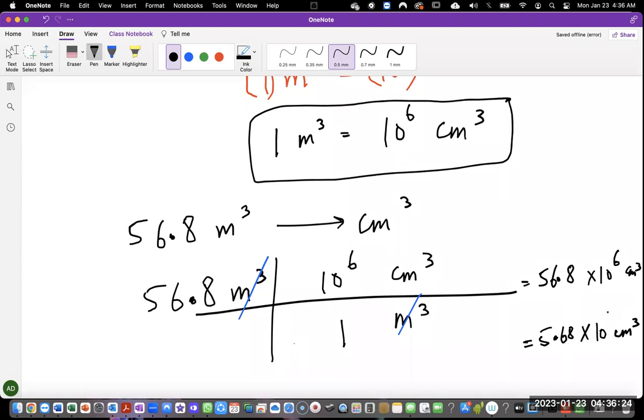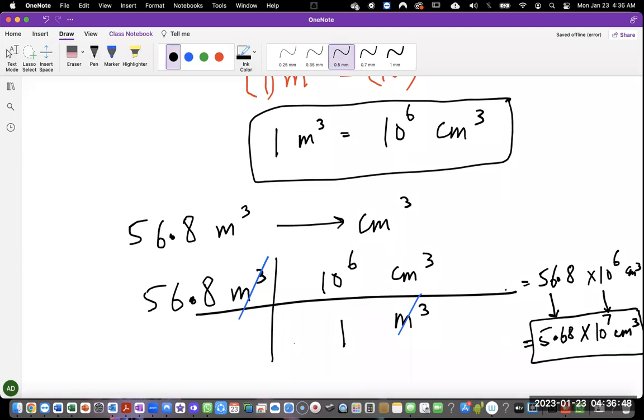Okay. So what do we do here? 56.8, you're making this number 5.68. Did you make it big or small? You made it small. If you're making this small, you got to make this number bigger. You made it small by 1 decimal place, so you got to increase this number by 1. So 10 to the power 6 will become 10 to the power 7, and this will be the final answer for this.